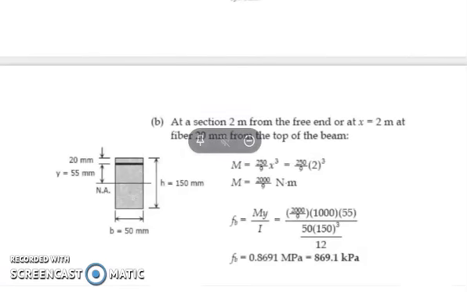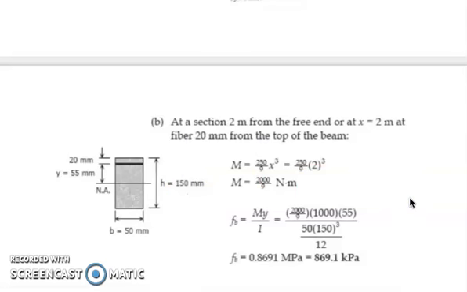For letter B, we have to compute the flexural stress at a certain section 2 meters from the free end, that is x is equal to 2 meters, and the fiber was identified to be 20 mm from the top of the beam. Here is our illustration. This is the 20 mm from the top of the beam. From the neutral axis towards the top, this is our y, and that is now 75 minus 20, so we get 55 millimeters.